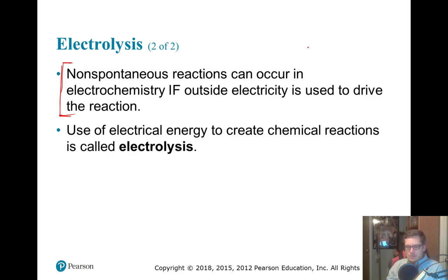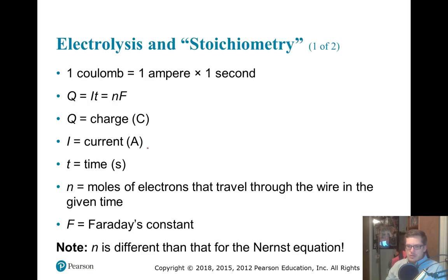So electrolysis is really just making non-spontaneous reactions occur, by putting outside electricity in to drive the electrons. Using this electrical energy to create chemical reactions is called electrolysis. Electrolysis and stoichiometry: we put stoichiometry in quotes because it's not really stoichiometry, but it's kind of. Essentially, it's dimensional analysis. If you just treat these problems as dimensional analysis, you'll probably be pretty good.